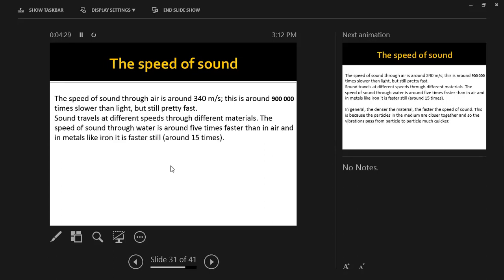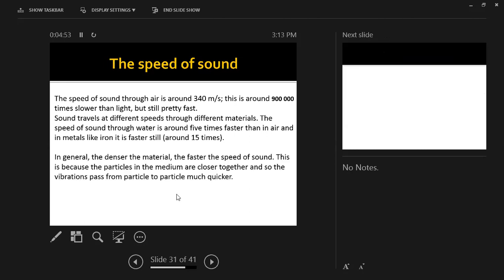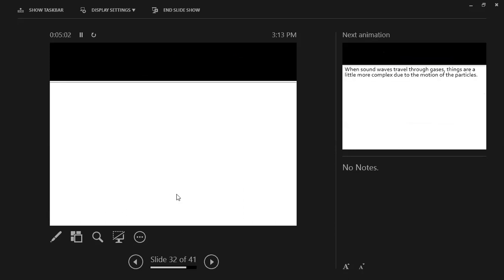So sound travels at different speeds through different materials. It travels best in solid materials, because their molecules are close to each other, and they can carry sound waves properly. It happens best in solids, then liquids, then gases. That means when the material is denser, the speed of sound will be faster.